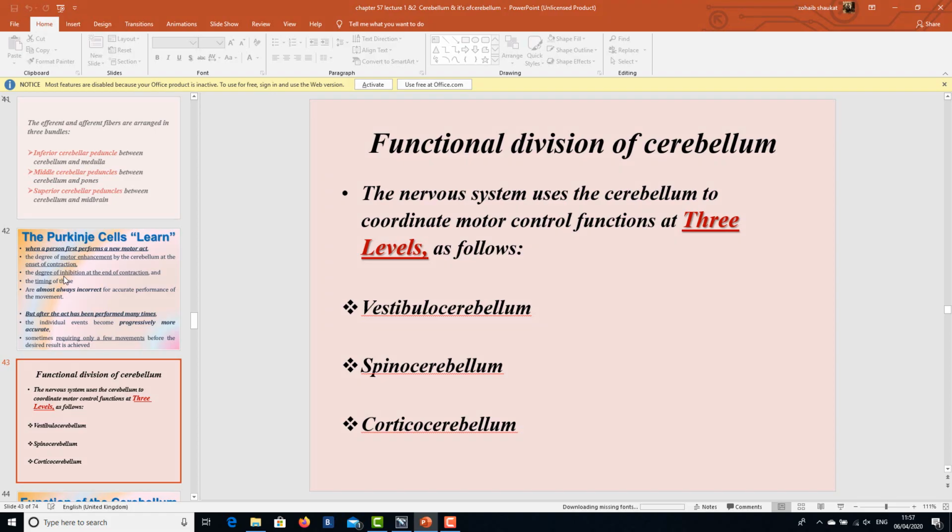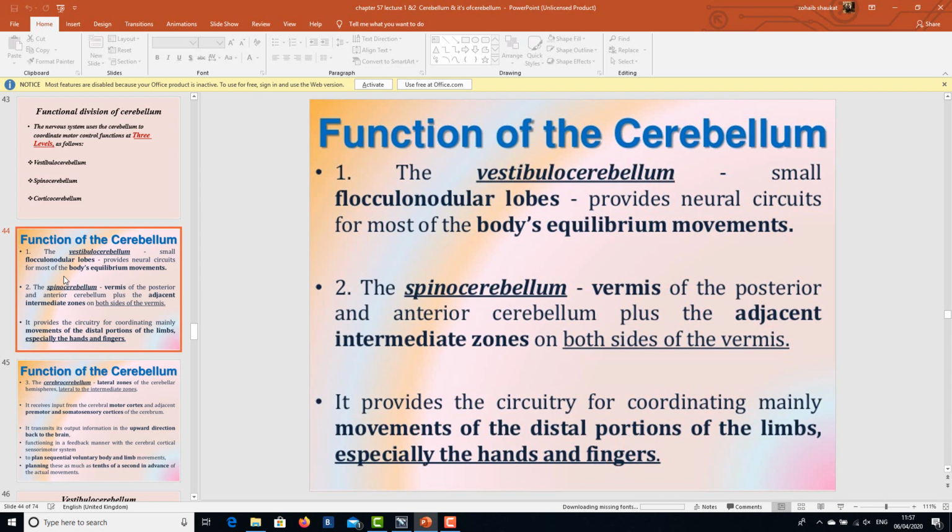Cerebellum. Now, functions of the cerebellum. They are frequently asked in exams: what are the different functions of the cerebellum?